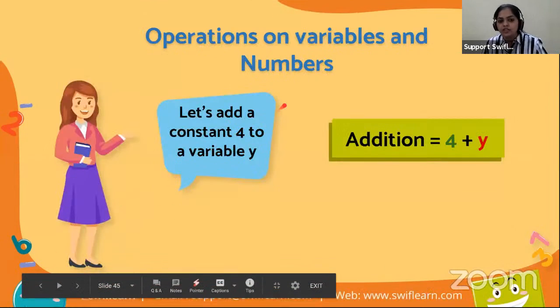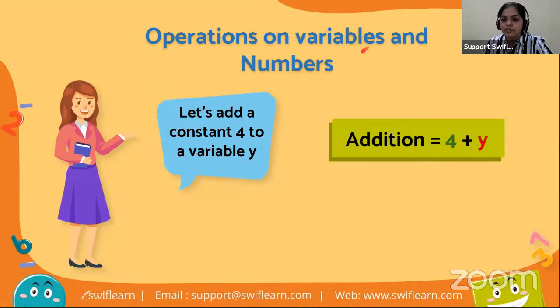So, next concept for the variables and the algebra is operations on the variable and numbers. So, how the variables operation take place, we will do this. Okay. So, first of all, just revise how many operations are there.